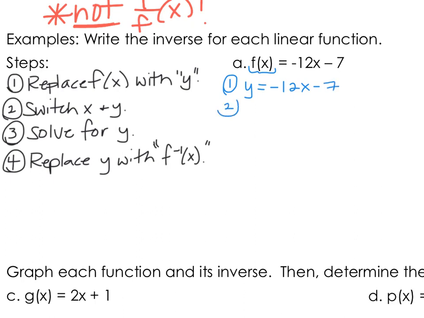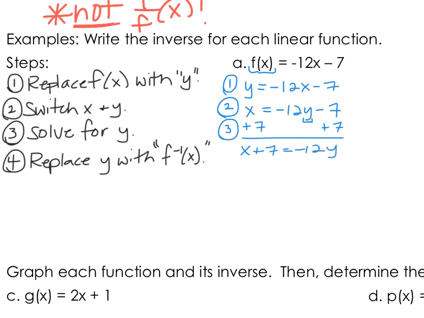In step 2, we switch the x and the y variables. And again, everything else stays in the same location. x equals -12y minus 7. And then in step 3, we want to get y by itself. Now we'll incorporate some algebra. If we want to isolate that y variable, we would need to move 7 to the other side. And that gives us x plus 7 equals -12y. If y is being multiplied by -12, we have to divide by -12. And there's y by itself.